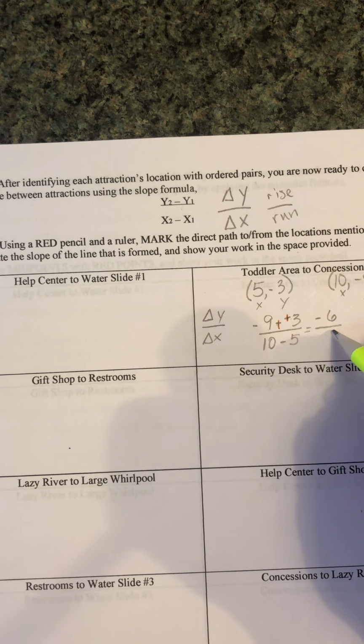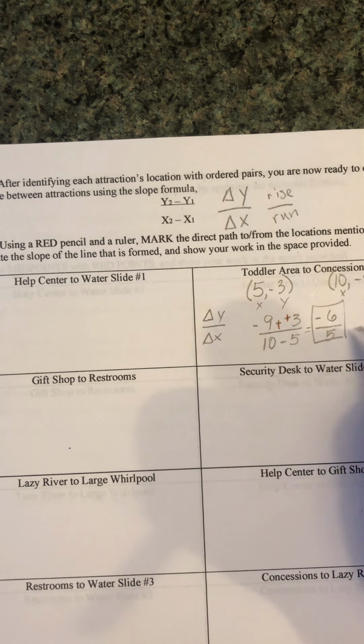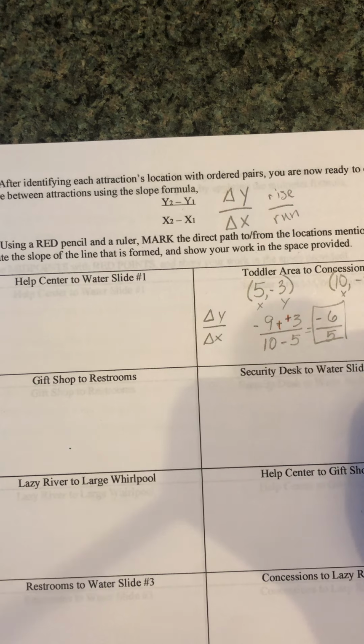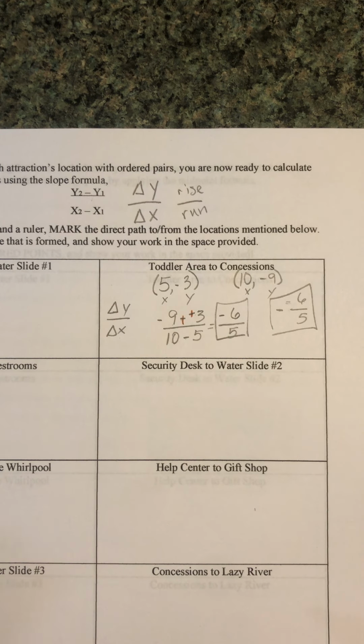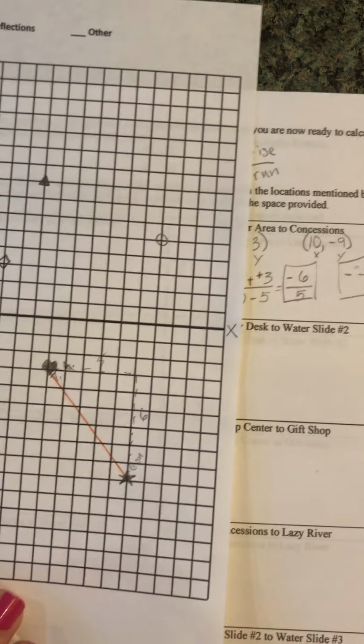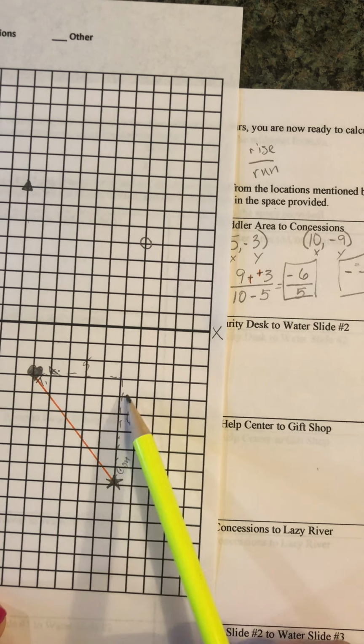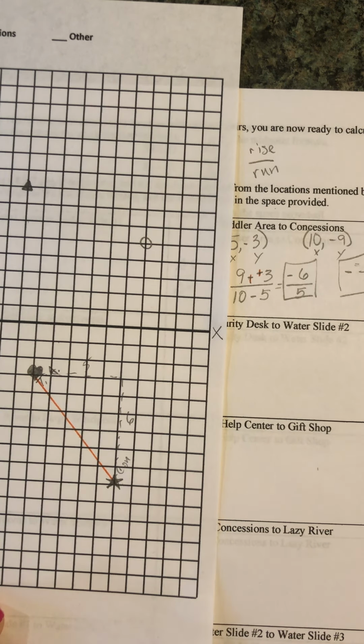And then 10 minus 5, 10 minus 5 is that. So notice we got negative 6 over 5, same thing that I had over here. Oop, you can't see it. There it is. Negative 6 over 5, same thing we calculated when we came over here and we just counted the rise over run. So you're going to have to do that for the rest of the points.